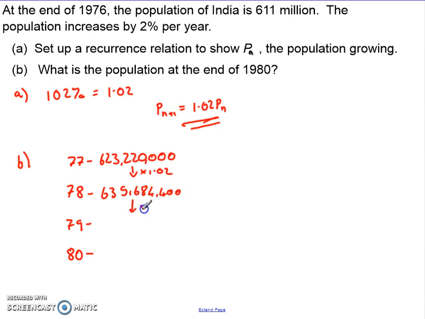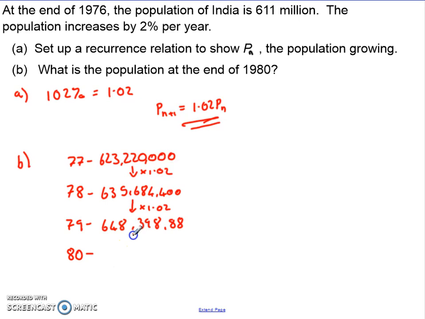Then we get the next one to get to 79. Again, we just do the same thing. Multiply the previous year by 1.02. So 79, we get 648,398,088 people. Now that's 1979.